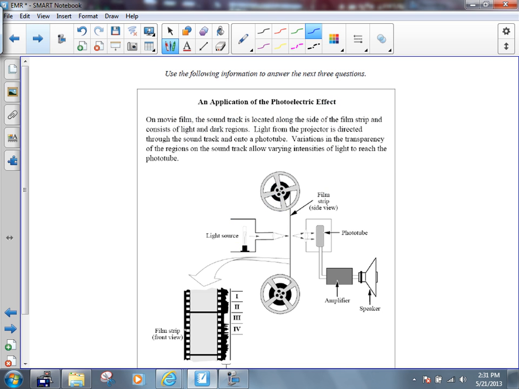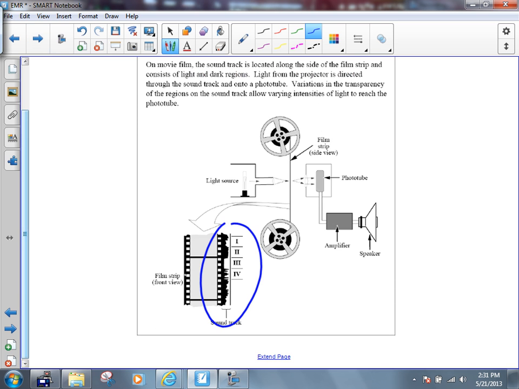Okay, this next one, in fact the next three questions, involve this information that appears. It says, on a movie film, the soundtrack is located along the side of the film and consists of light and dark regions. Light from the projector is directed through the soundtrack and onto a phototube. Variations in the transparency of the regions of the soundtrack allow varying intensities of light to reach the phototube. So you can look at this and say, all right, region 3 is the most transparent part, so it's going to allow the most intense light to go through. Region 2 is the least transparent part. It's the darkest spot, so it's going to allow the least amount of light to go through.